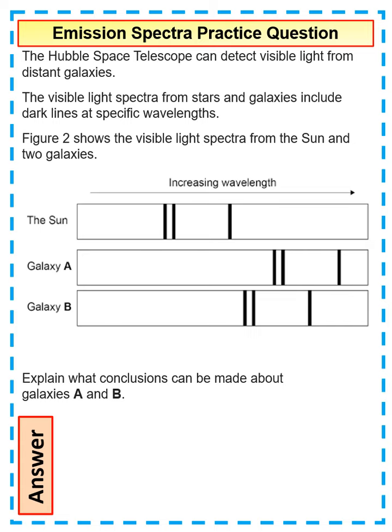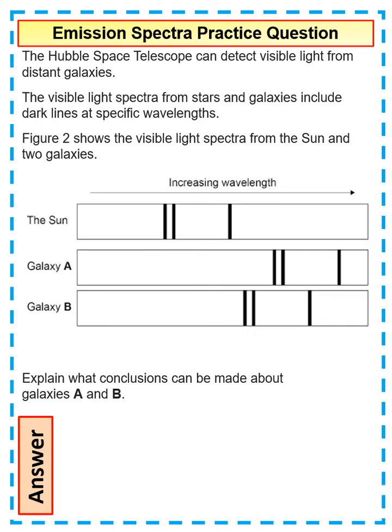This is a question that involves looking at emission spectra. So the Hubble Space Telescope can detect visible light from distant galaxies. The visible light spectra from stars and galaxies include dark lines at specific wavelengths. So figure 2, right, figure 2 being just down there, shows the visible light spectra from the Sun and two other galaxies. Explain what conclusions can be made about galaxies A and B.